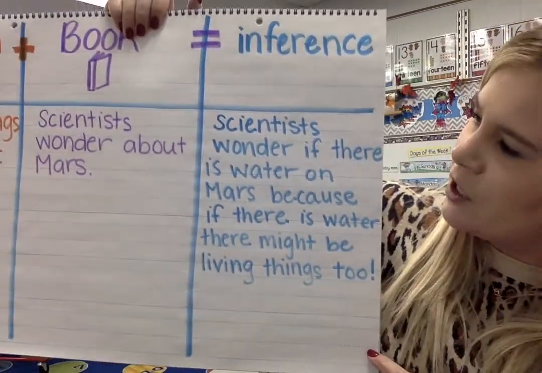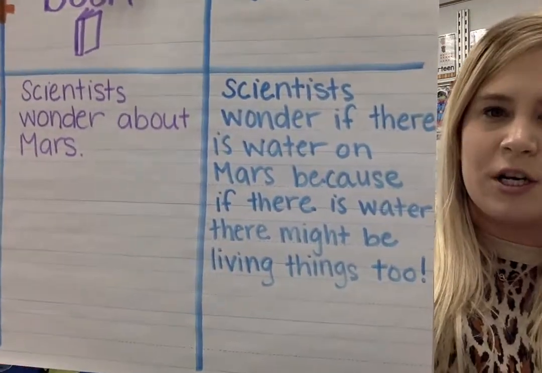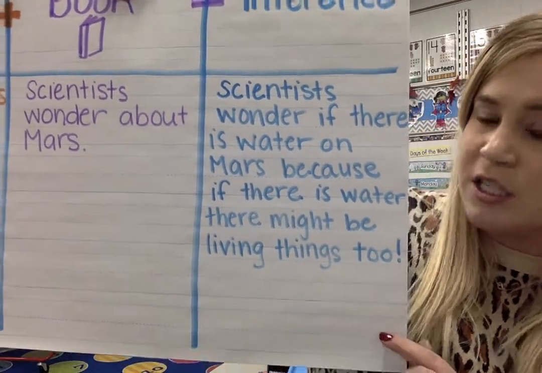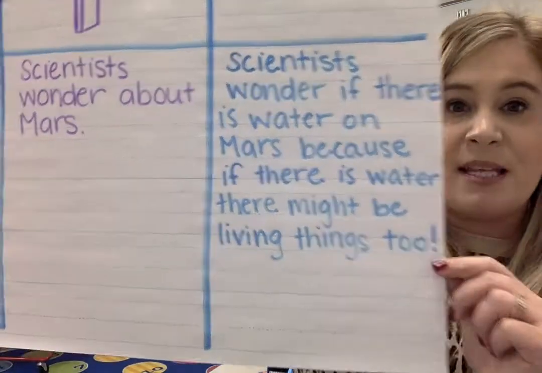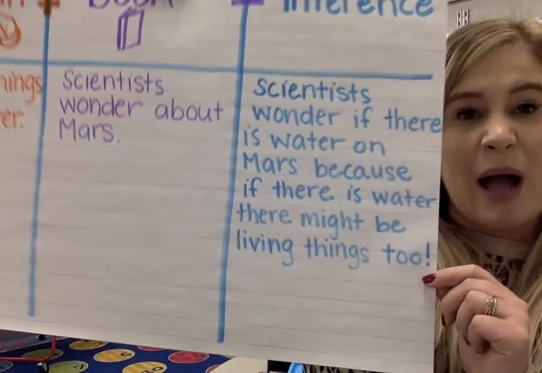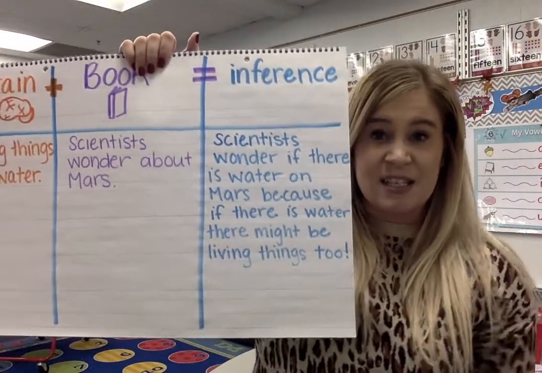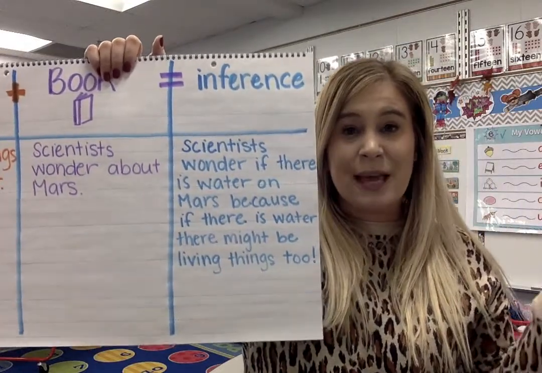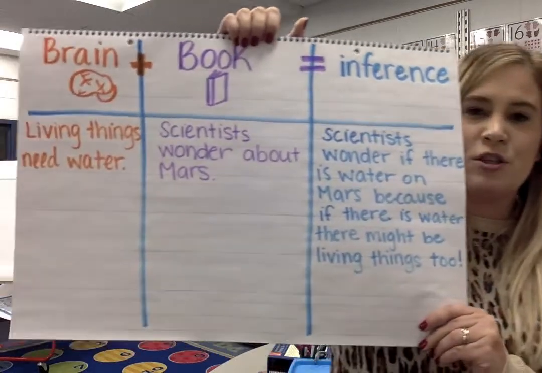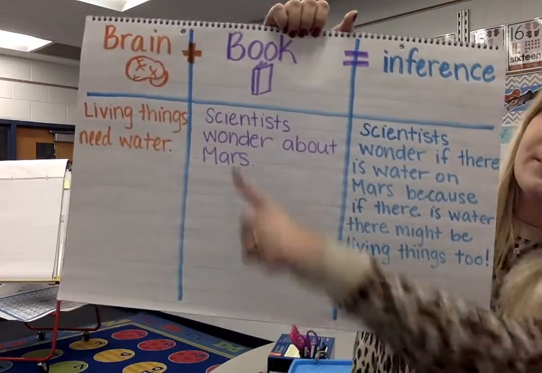And I inferred that scientists wonder if there is water on Mars, because if there is water, there might be living things too. So I'm kind of wondering if scientists are wondering if there are living things on Mars. That was my inference. So what I want you to do is make a chart just like this one.